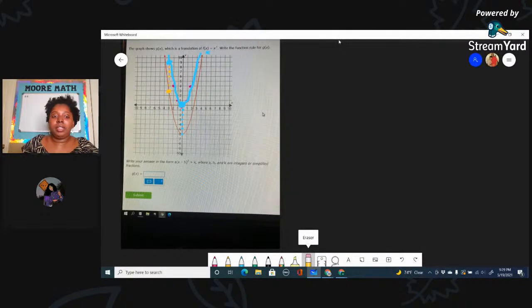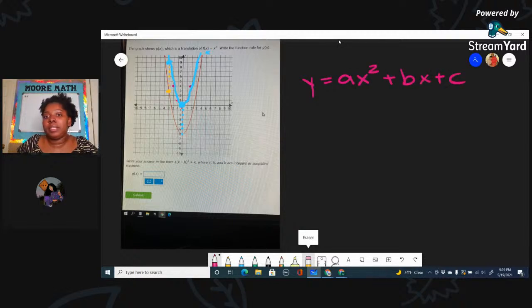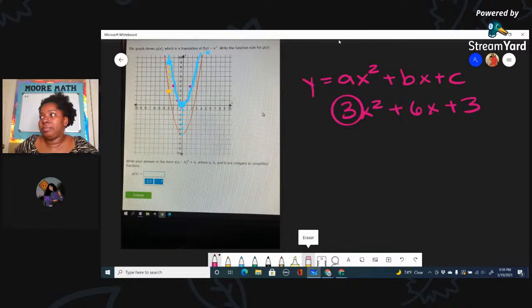There we go. So when you have an equation, it's ax squared plus bx plus c. So if this was like 3x squared plus 6x plus 3, right? I just made that up. Okay, so A is this number right here. Okay. H is negative B over 2A. So this is B and this is A.